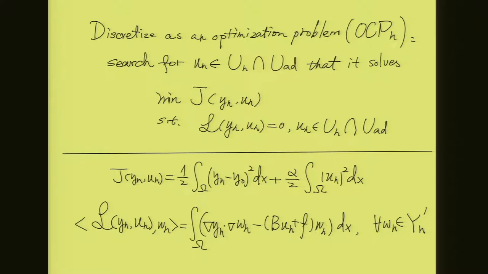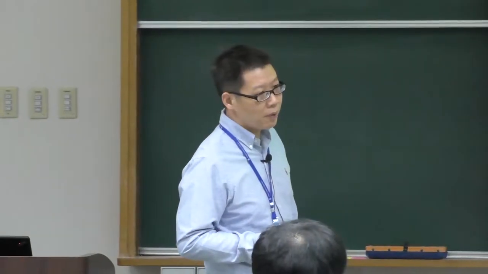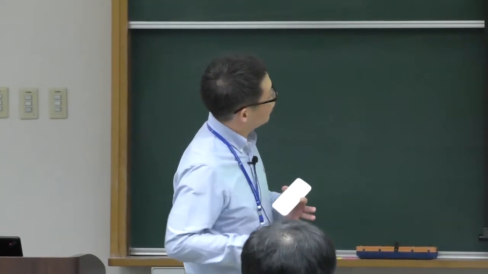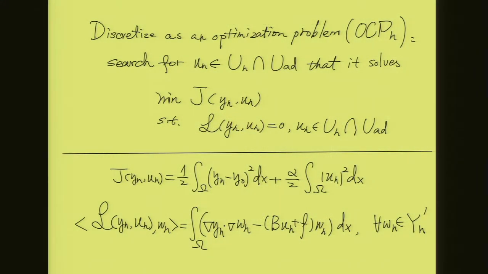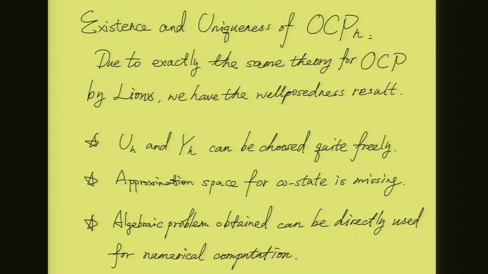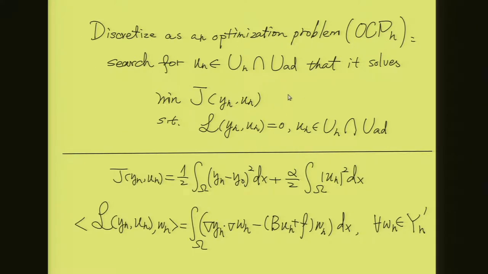To discretize the optimal control problem, once the approximation space is given, one method is to directly discretize the original minimization problem. We can directly substitute y sub h and u sub h into this J. Basically, there are no problems, since in the objective function there are only L2 integrations. And for the constraint equation, we need this weak form, and it's a very standard thing.